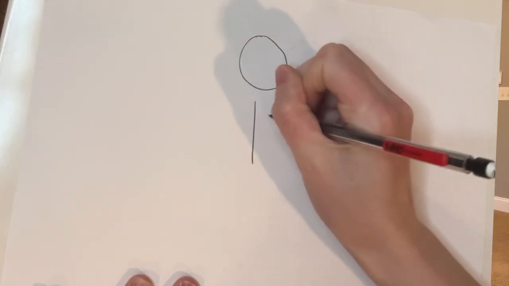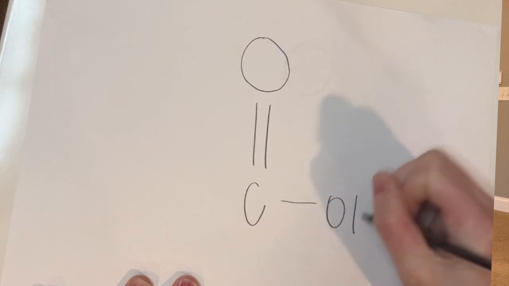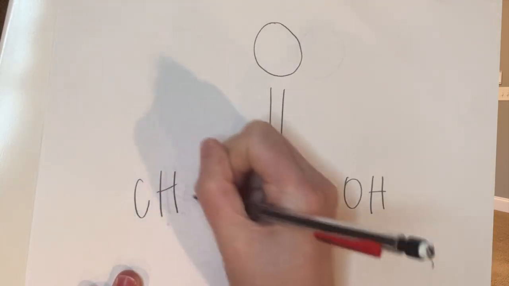We just went over this in class, but in case you need a refresher, a carboxylic acid is made up of a double bond with oxygen connected to a carbon, and then that's connected to an OH group, and it's also connected to R, which just stands for rest of molecule. In this case, we can make it CH3.